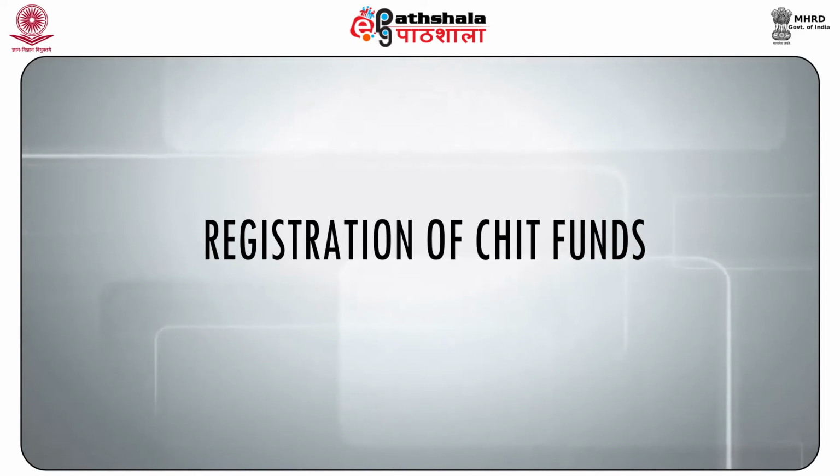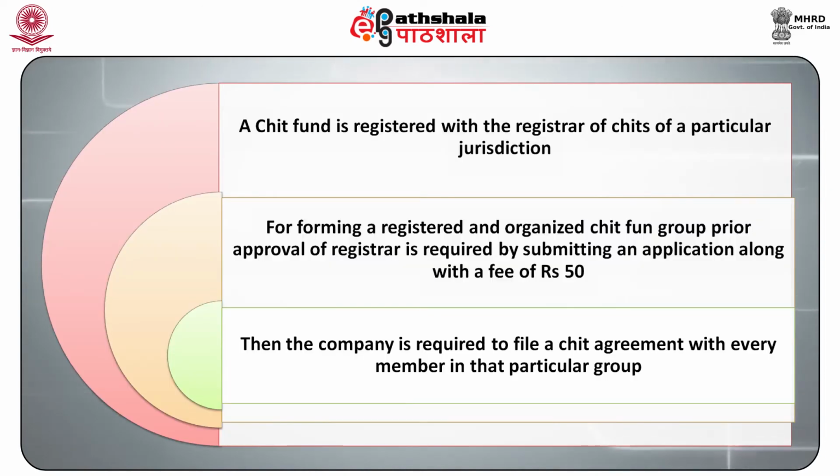Next, registration of Chit Funds. A Chit Fund is registered with the registrar of chits of a particular jurisdiction. For forming a registered and organized Chit Fund group, prior approval of the registrar is required by submitting an application along with a fee of Rs. 50. Then the company is required to file a chit agreement with every member in that particular group. The fee for the purpose is around Rs. 20 per member. Once the chit agreement is filed and approved, the certificate for commencement of the scheme is issued.